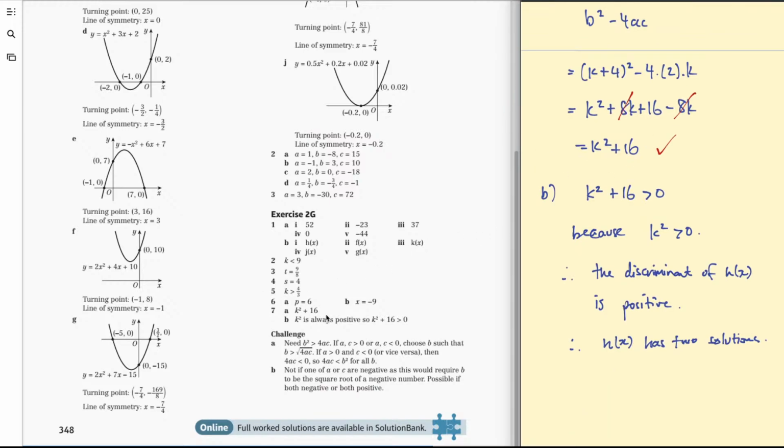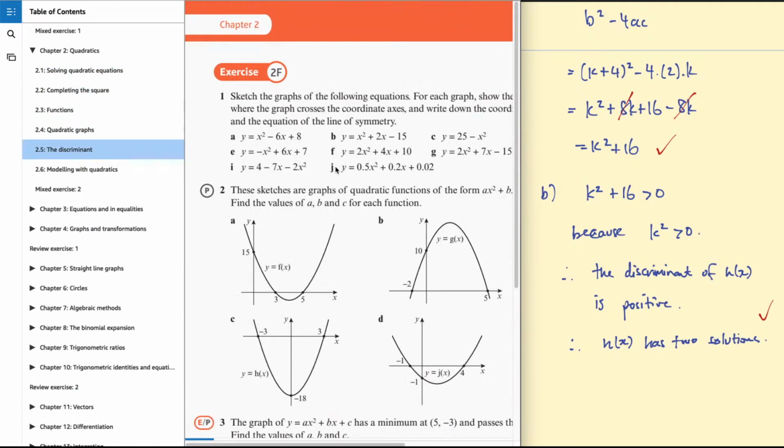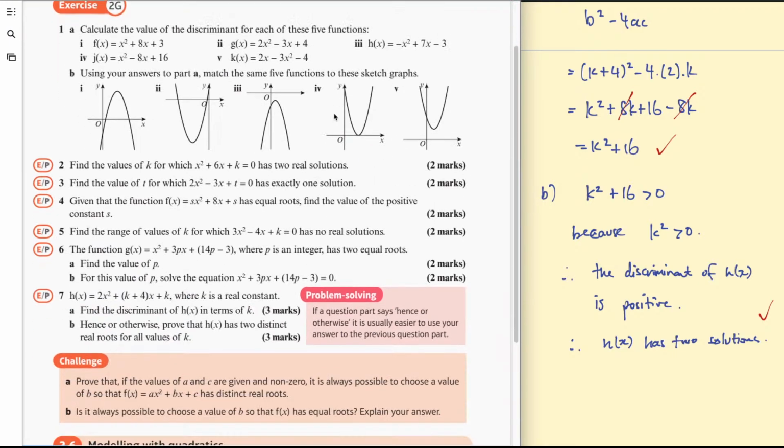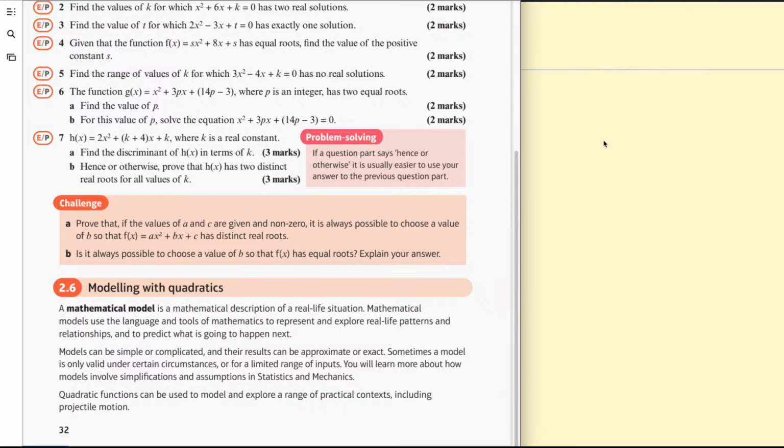So A was k squared plus 16, and then B was... k squared is always positive, so k squared plus 16 is greater than 0. Yeah, basically what I said here. Alrighty. So that's the discriminant. Not too bad there.